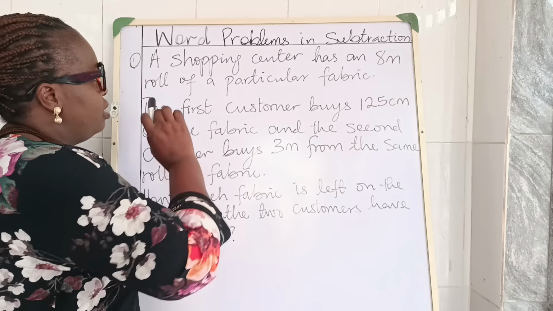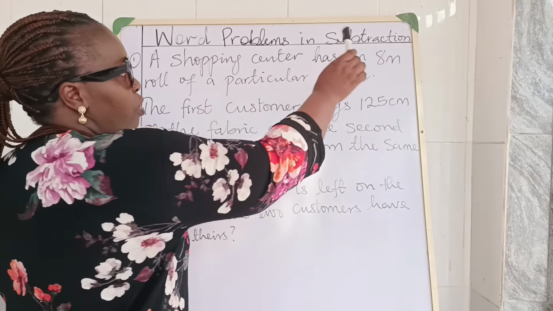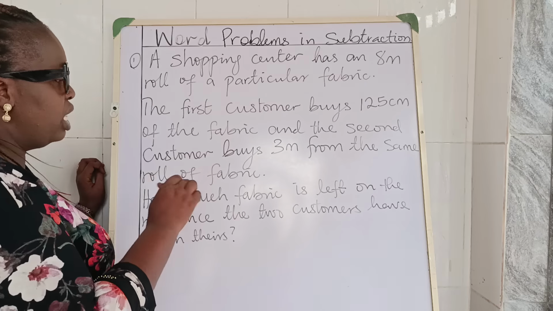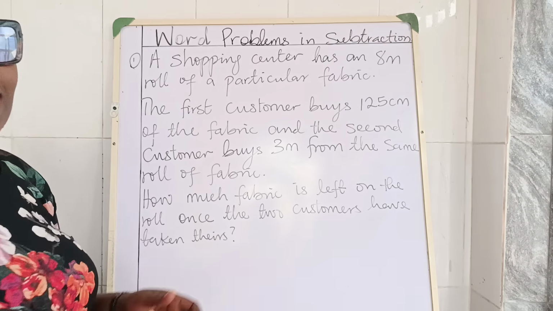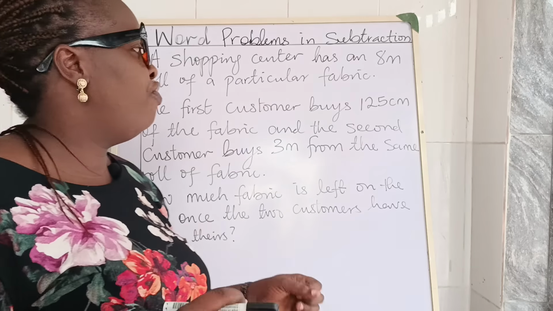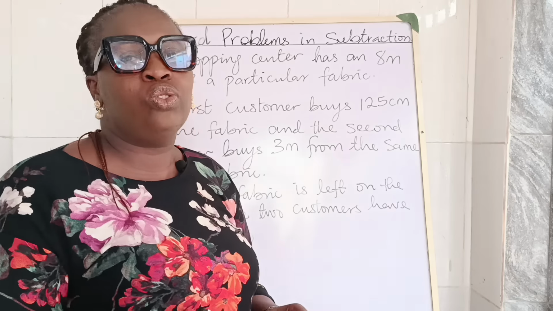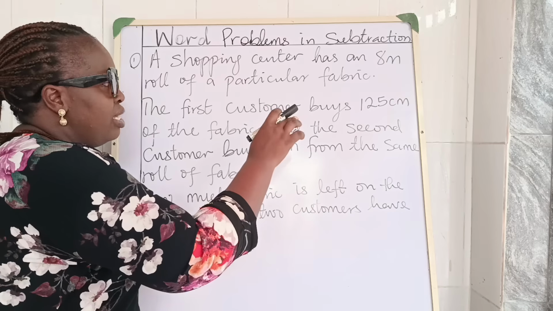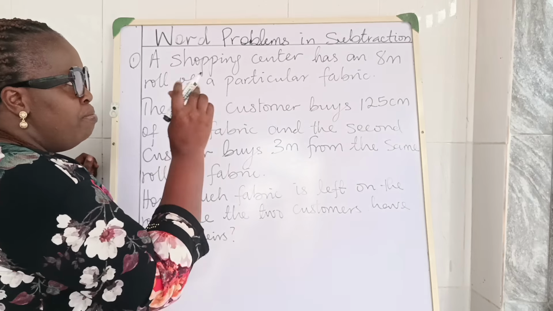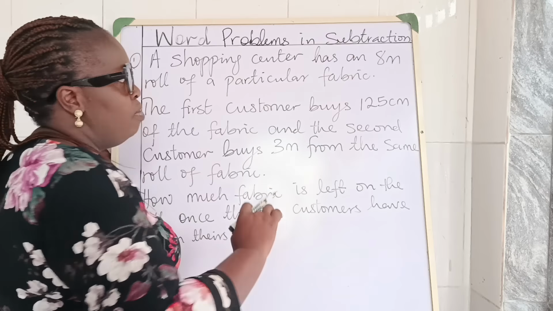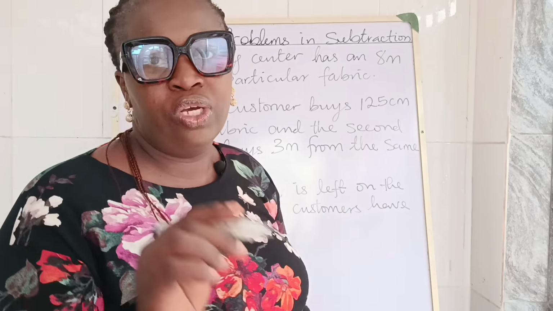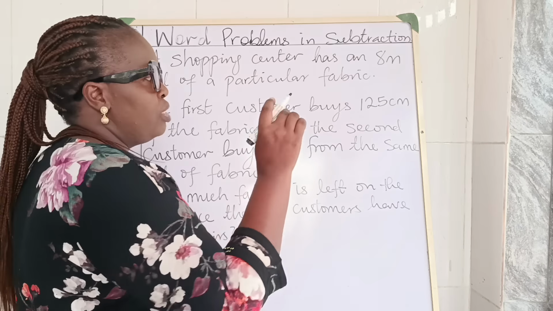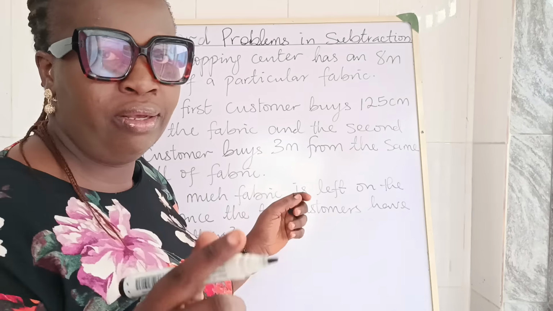You can see that the fabric roll is already in meters, right? The first customer buys in centimeters, and the second customer buys in meters. That means there are two different units, and for us to solve, we have to convert to either meters or centimeters. We have to use a particular unit. Looking at meters and centimeters, we already know that meters is bigger than centimeters. Going from the bigger unit to the smaller unit, you multiply. But going from the smaller unit to the bigger unit, you divide, right?